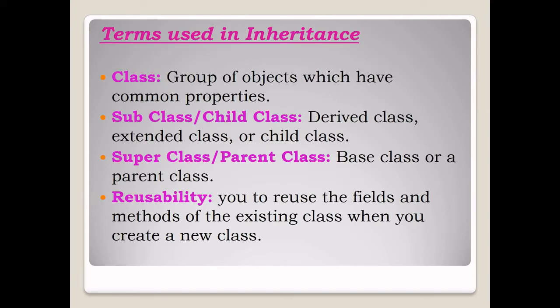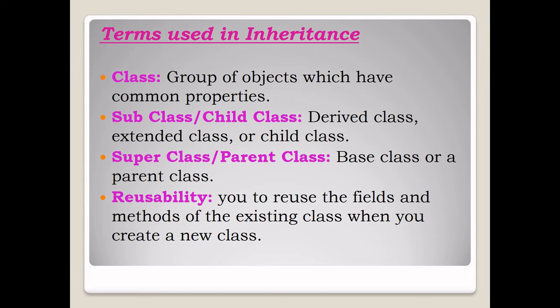Now we will see the terms used in inheritance. First, class. A class is a group of objects that have common properties. It is a template or blueprint from which objects are created. Second, we have subclass or child class. A subclass is a class which inherits the other class. It is also called a derived class, an extended class or a child class.